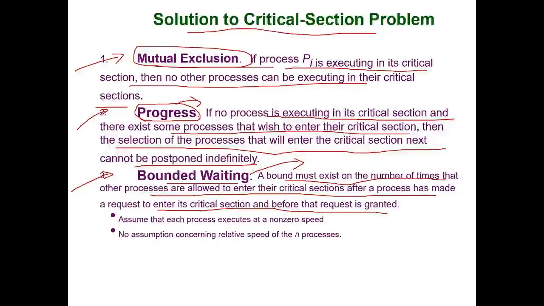So in the next session, we'll see the various algorithms based on this critical section problem.